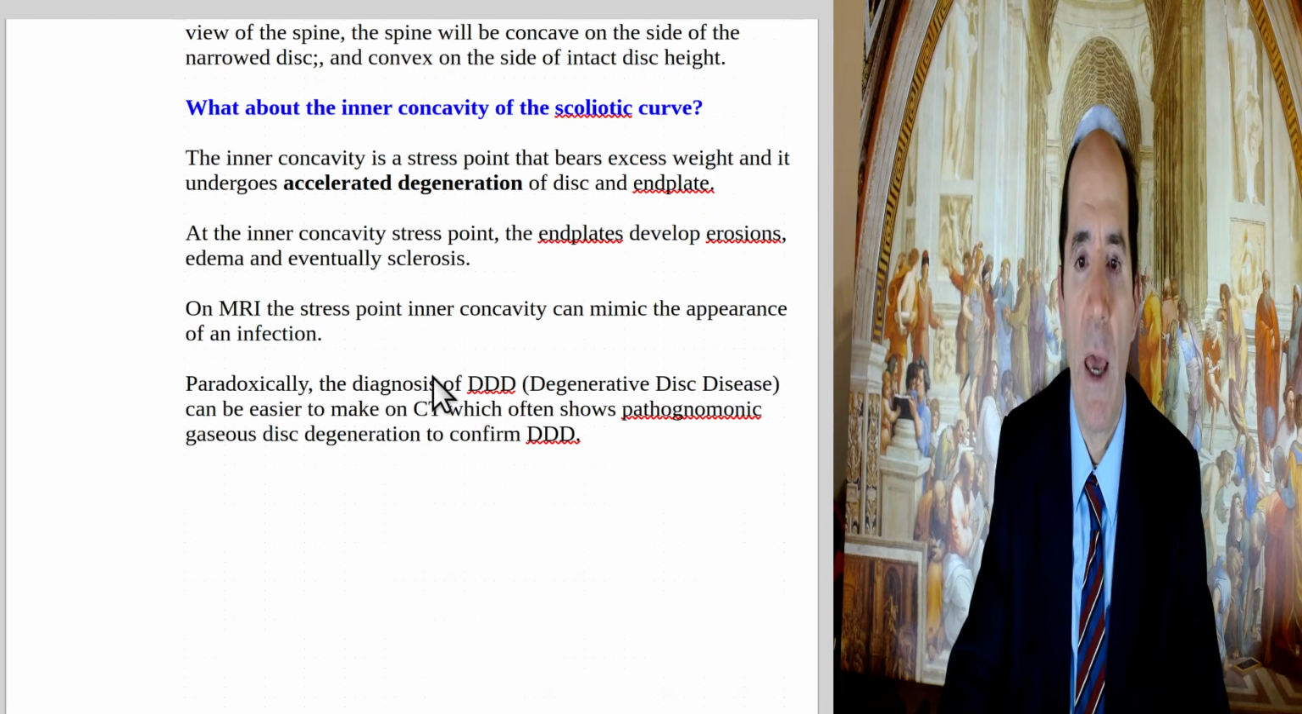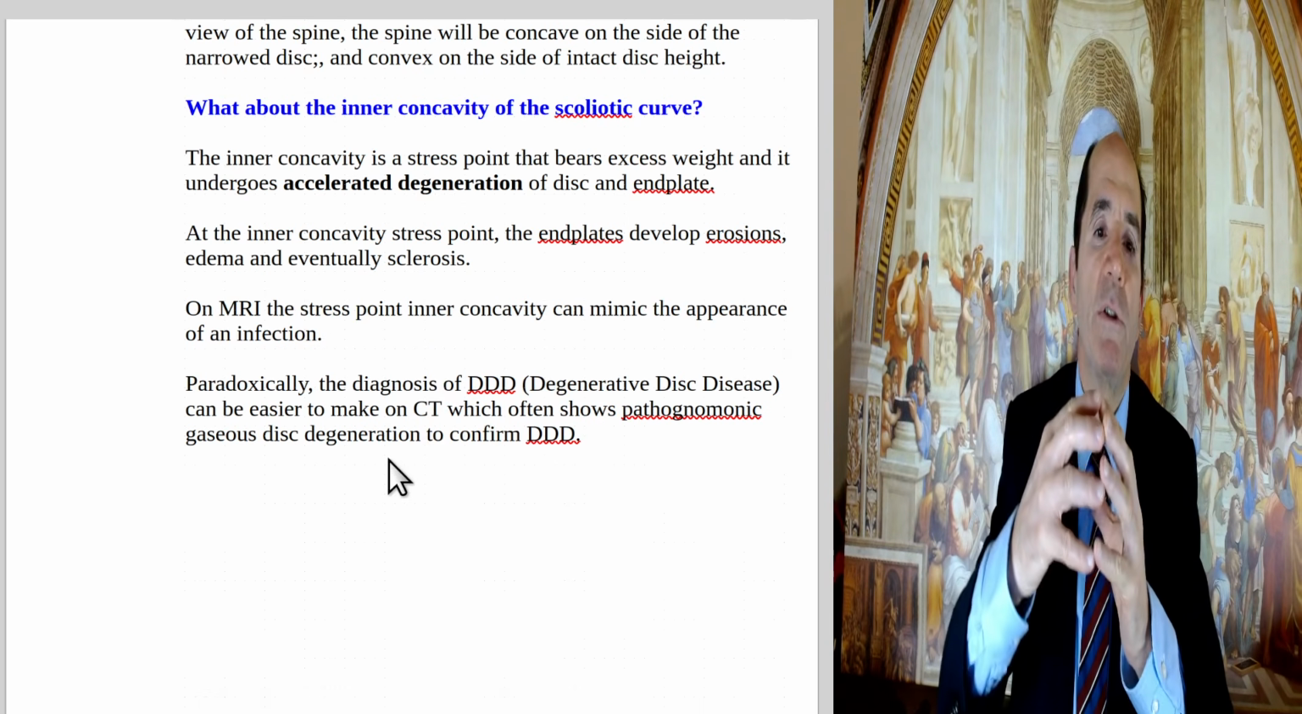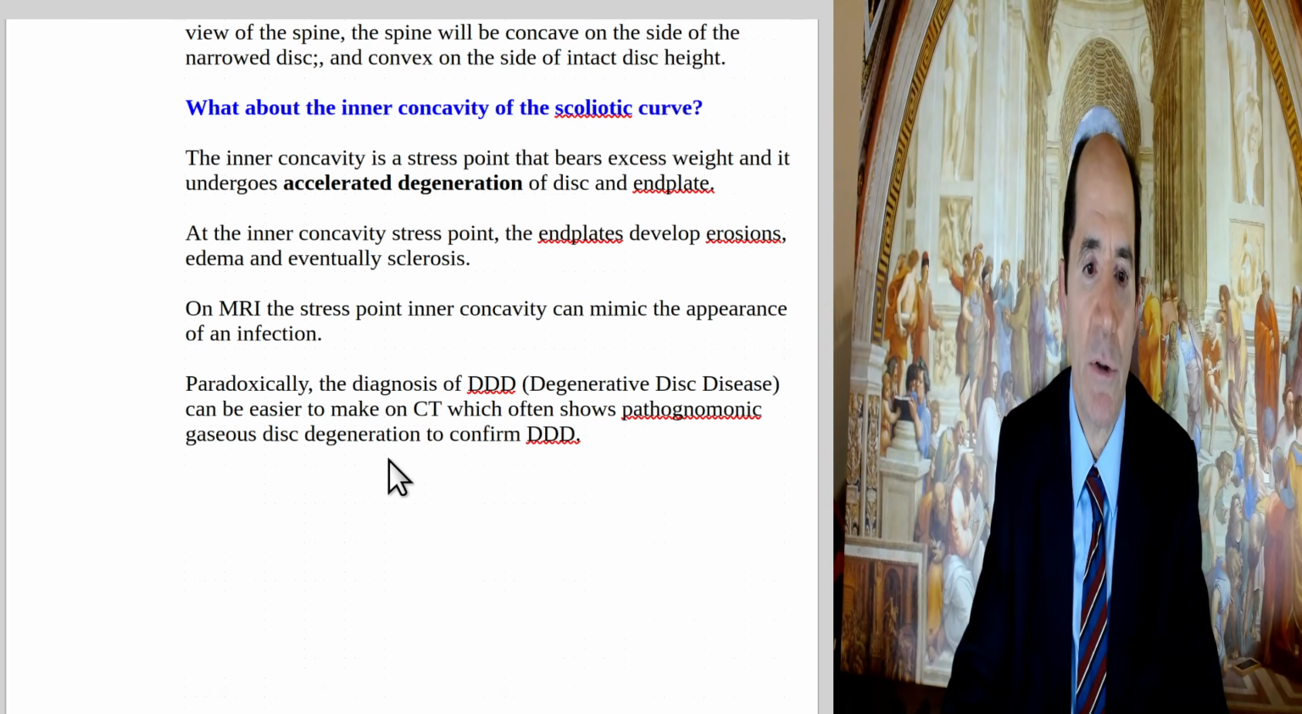What about the inner concavity of the scoliotic curve? That's sort of a stress point where you get accelerated degeneration. Okay.